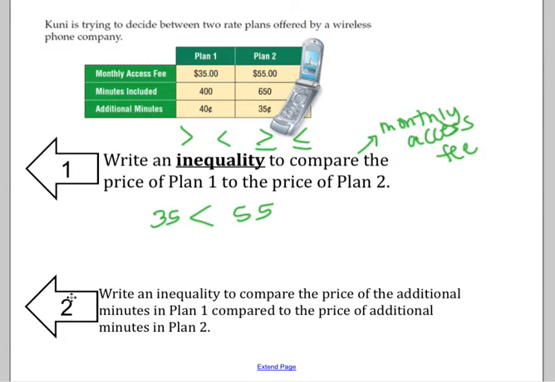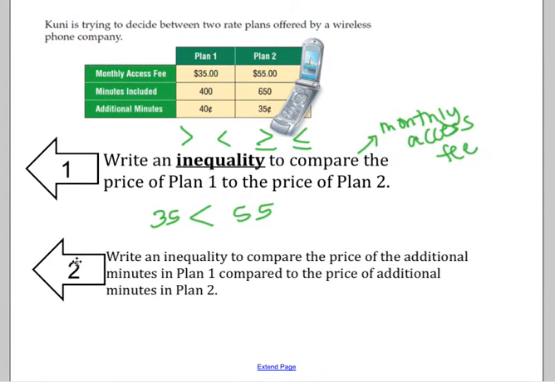Example 2 says, write an inequality to compare the price of the additional minutes in Plan 1 to the price of additional minutes in Plan 2. So additional minutes in Plan 1 is 40 cents. The price of additional minutes in Plan 2 is 35 cents. So what is going to happen here is, who's bigger, 40 cents or 35 cents?